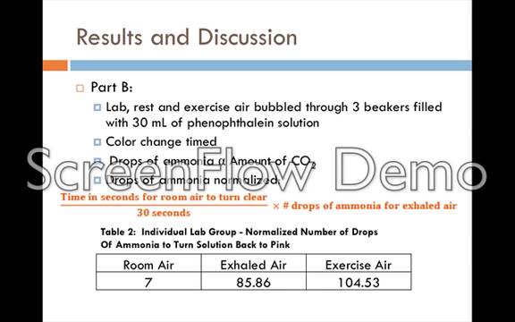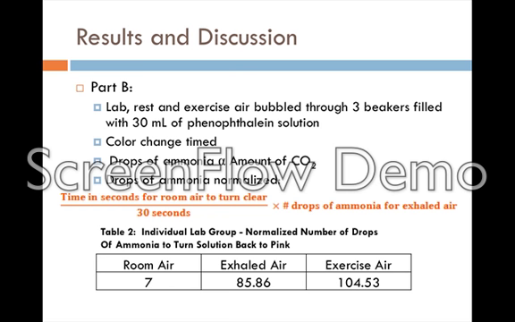For Part B, 3 beakers were filled with 30 milliliters of phenolphthalein each. The lab air was bubbled through 1 beaker until the solution changed from pink to clear. Rest air was bubbled through a 2nd beaker until the solution changed from pink to clear. After 2 minutes of exercise, air was bubbled through the 3rd beaker until the solution changed from pink to clear. Once each solution was clear, drops of ammonia were added until the solution turned back to pink.